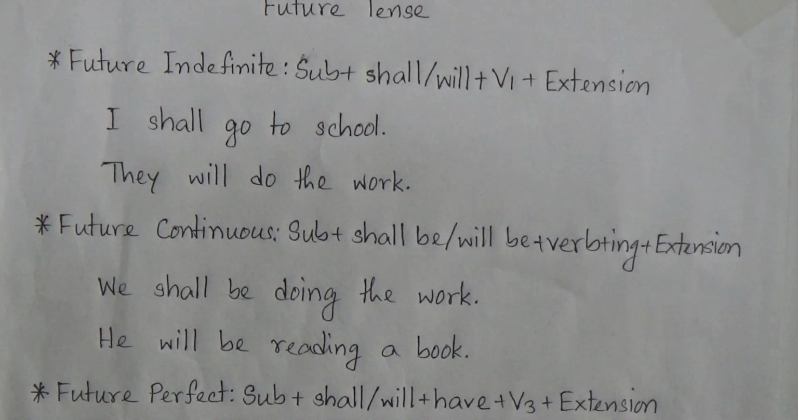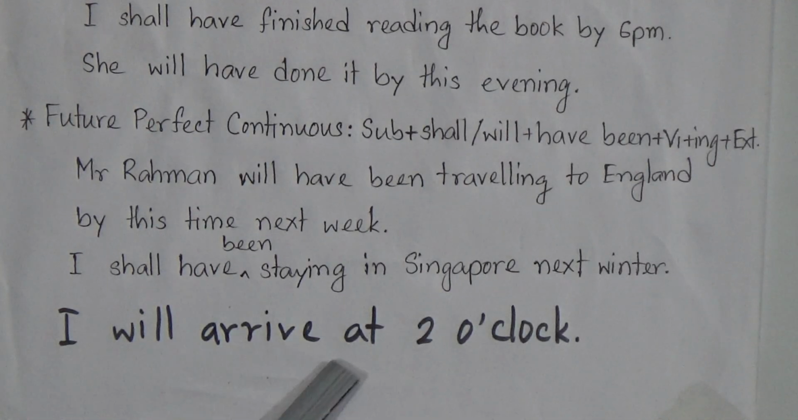So dear students, you can write here: I will arrive at 2 o'clock. I will arrive at 2 o'clock. So now look, after your arrival, you cannot keep arriving, isn't it? So your action will be completed in future.